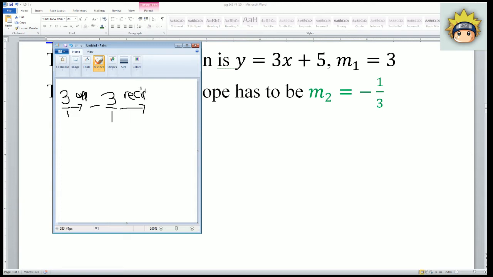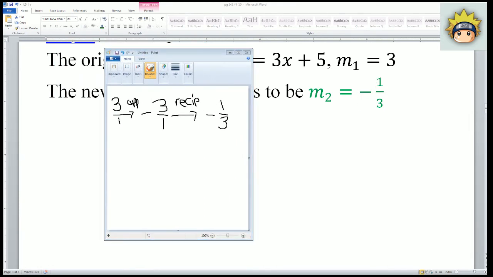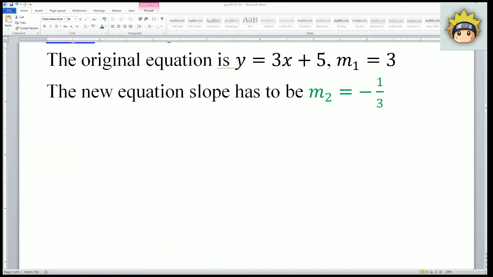Okay, reciprocal. What is 3 over 1? It becomes 1 over 3. Do you see that? Find the opposite, then find the reciprocal. That is how I got negative 1 over 3. Okay, there you go. Let me put that to the side.